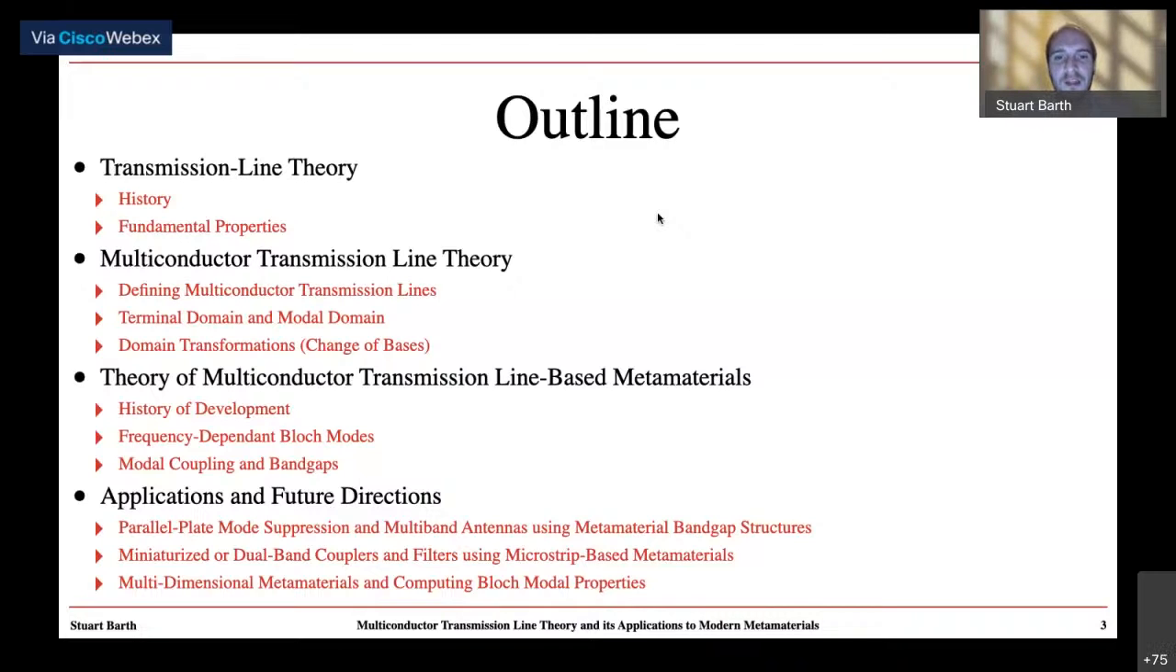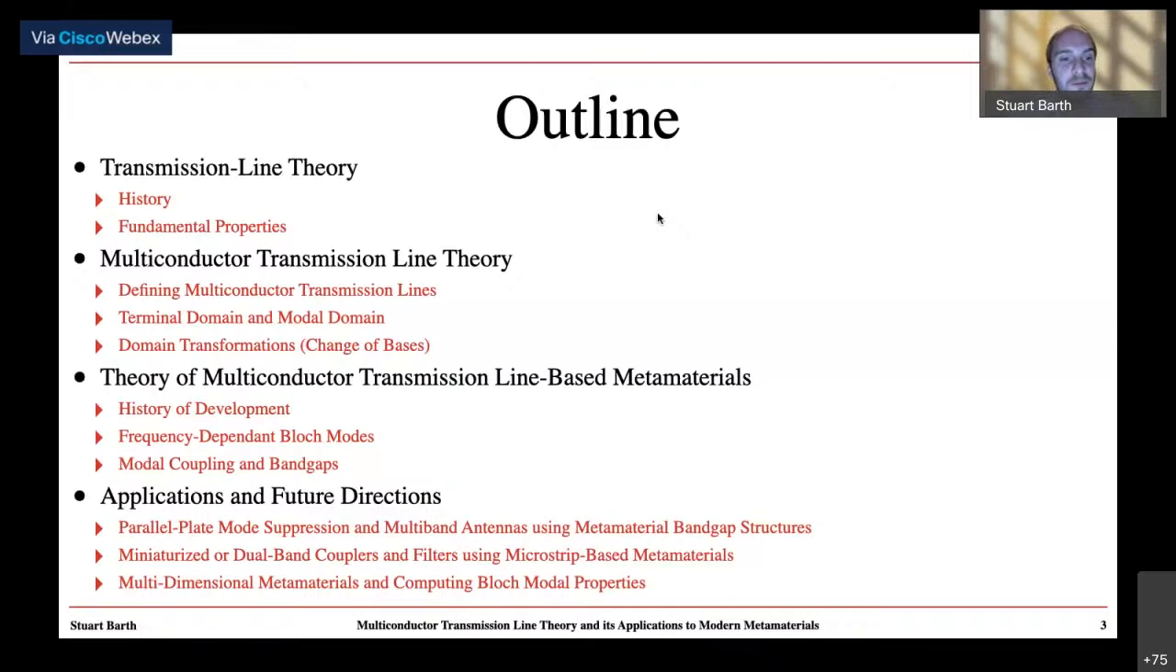From there, I'll be going into the theory of multi-conductor transmission line-based metamaterials. So a quick history of the development of metamaterials and how we define these frequency-dependent Bloch modes that we see inside of these structures. And then a key property of these metamaterials is that there is modal coupling, which creates all sorts of interesting dispersion properties, such as band gaps.